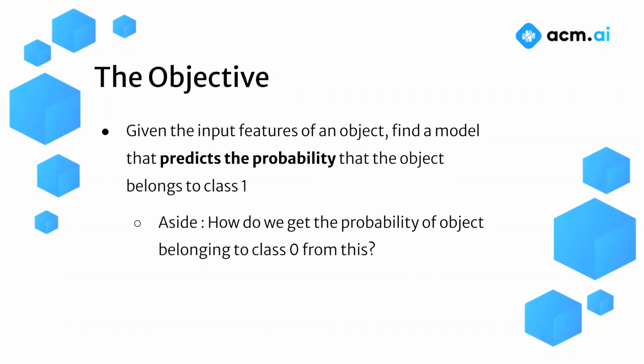So for those that don't know, a complement is basically 1 minus the probability. So if the probability is 0.4, 1 minus 0.4 is 0.6. That's basically how that would work. Are there any questions so far, by the way? Are we good? No? Okay.